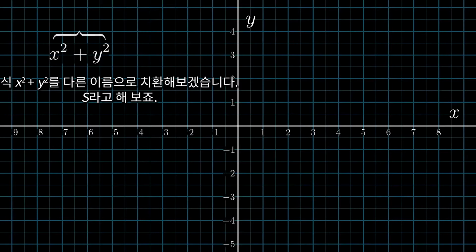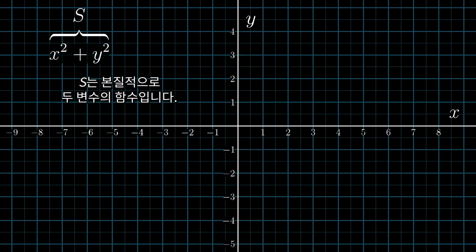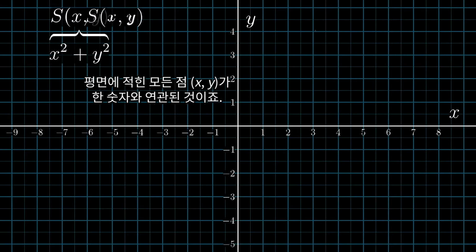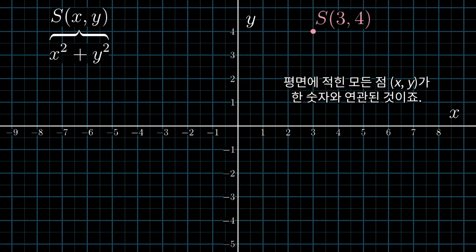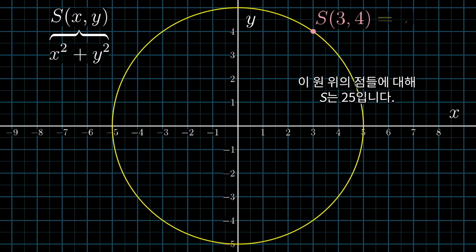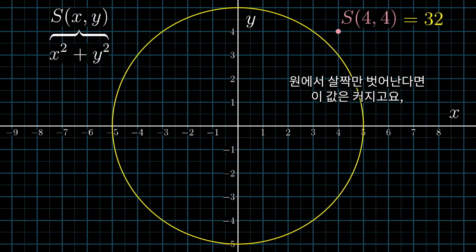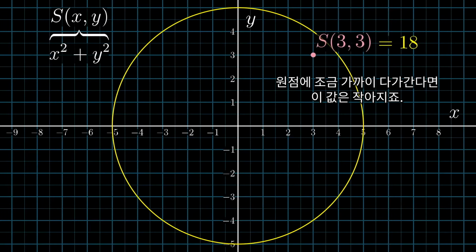Let's give this expression x squared plus y squared a name, maybe s. S is essentially a function of two variables. It takes every point xy on the plane and associates it with a number. For points on the circle, that number happens to be 25. If you stepped off the circle away from the center, that value would be bigger. For other points xy closer to the origin, that value would be smaller.